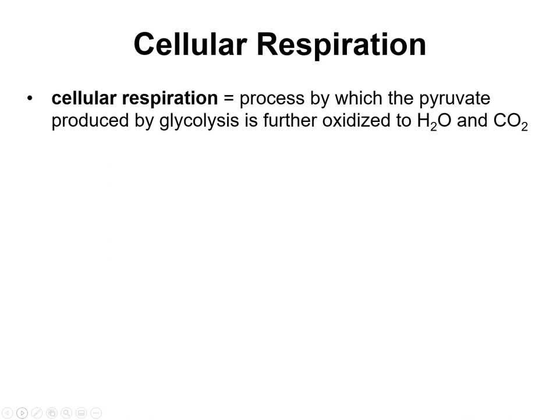First, we're going to start with a little bit of an overview about cellular respiration. So I'm sure that you've heard about this in biology class, but we're just going to review it so that we're all on the same page. Cellular respiration is the process that's used to take pyruvate that's made from glycolysis and further oxidize it to water and carbon dioxide.